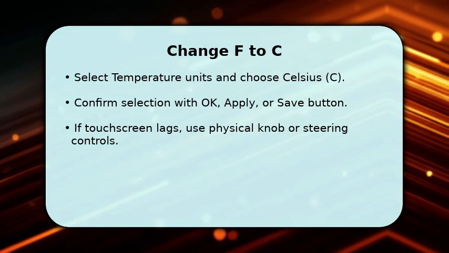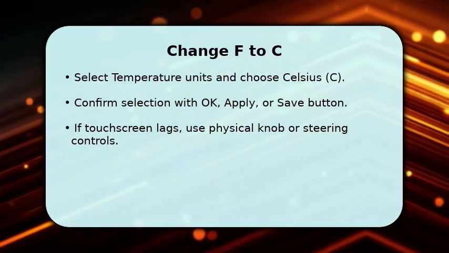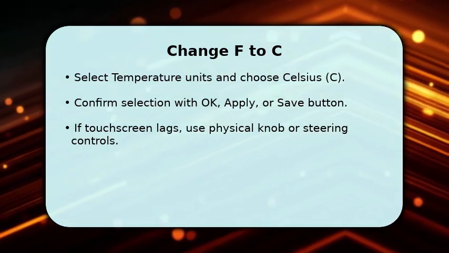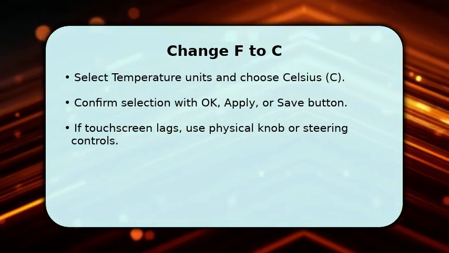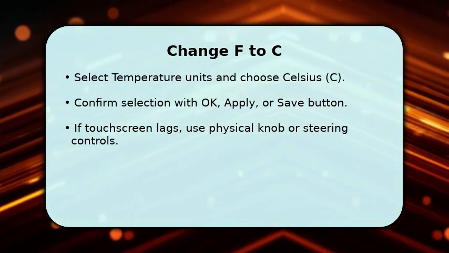Once done, check the climate readout and the main display. Both should show degrees C. If the touchscreen is slow, use the rotary knob or steering wheel controls to highlight and confirm. These alternatives work in many Elantra trims.